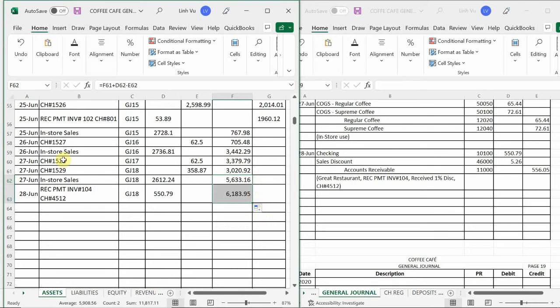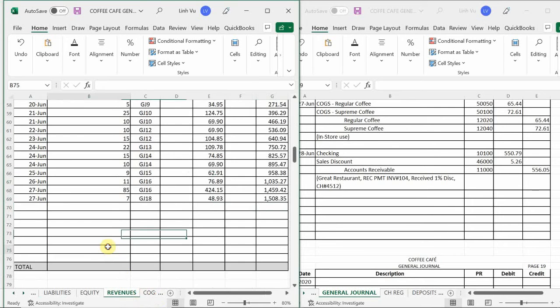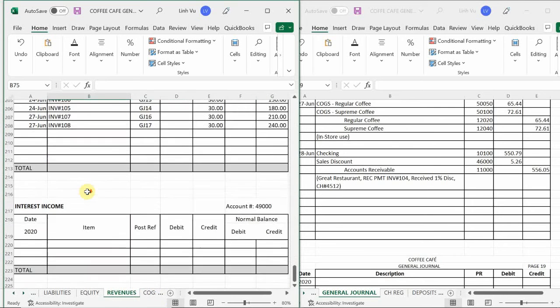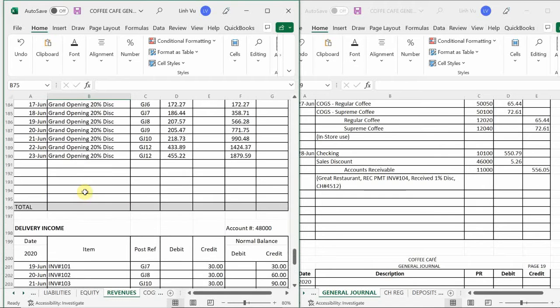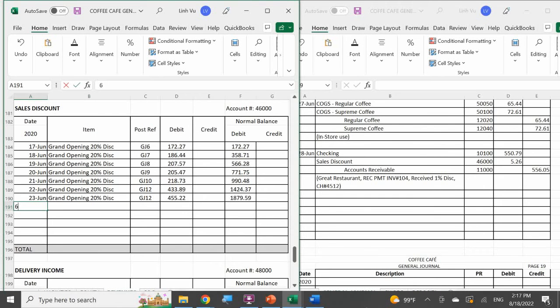And then we go to the sales discount, which is, I believe, revenue. Yes, because it's a contra account. And then 628. I just wrote 1% discount. Is it better to write that? And the invoice number 104. And then General Journal 18 and 5. Oh, I forgot. $5.26. It's on your journal.